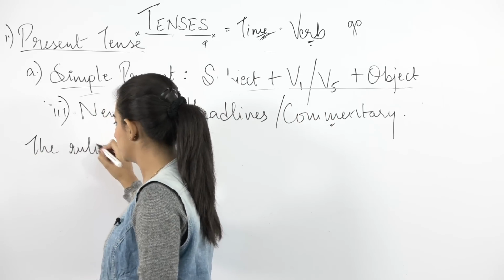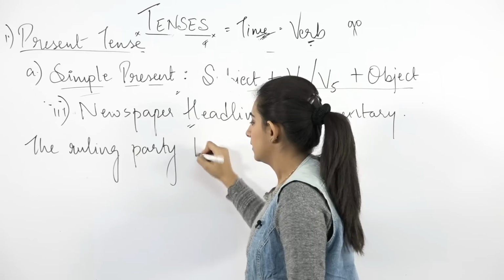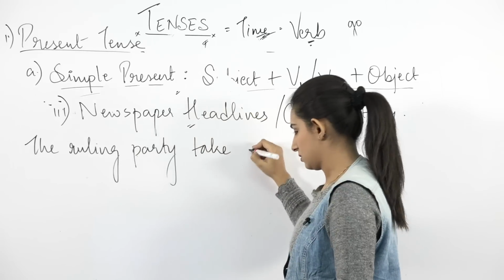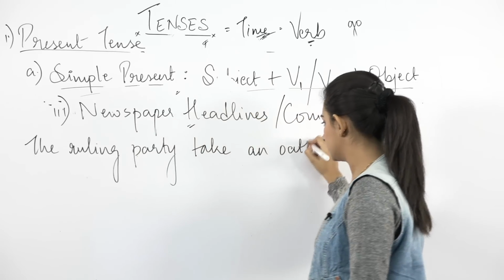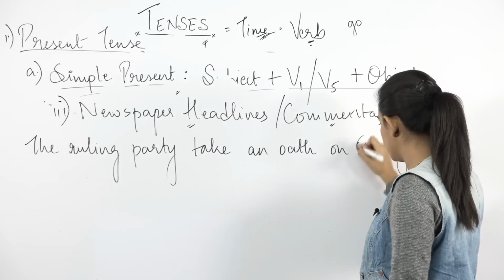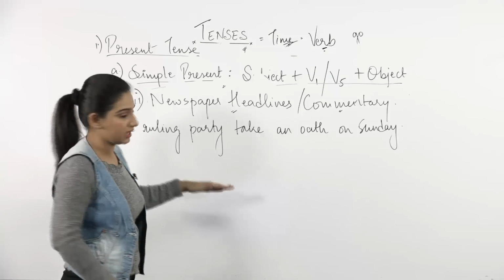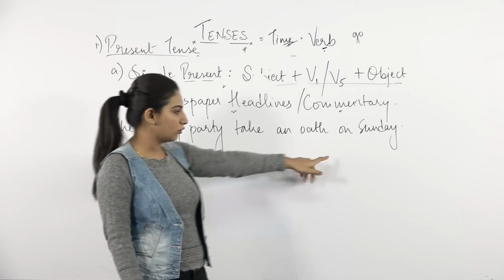The ruling party take an oath on Sunday. Now can you tell me, is it correct or incorrect? Quickly. क्या ये sentence correct है? The ruling party take an oath on Sunday.